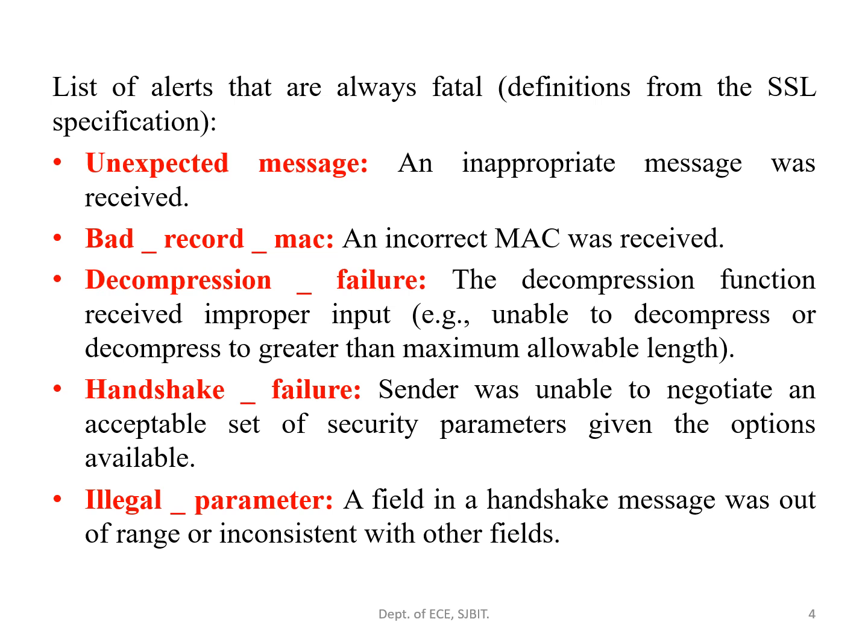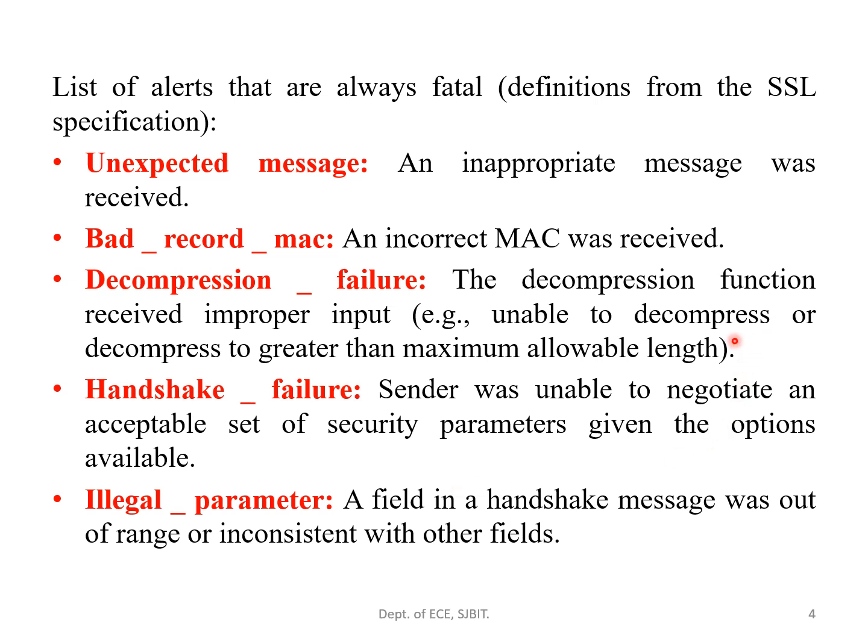Consider the list of alerts that are always fatal, with definitions from the secure socket layer specification. First, unexpected message: an inappropriate message was received. Second, bad record MAC: an incorrect MAC was received. MAC is nothing but message authentication code. Third one is decompression failure. The decompression function received improper input, means it is not able to recover the original message, so the decompression fails.